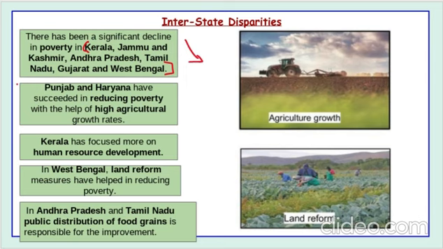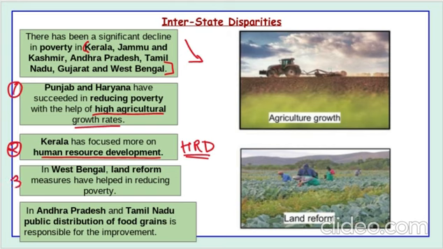First is Punjab and Haryana. They have succeeded in reducing the poverty rate with the help of high agricultural growth rates. They increased agricultural growth, due to which people could get opportunities. Second is Kerala. Kerala focused more and more on human resource development, HRD. So again, people got job opportunities and the poverty level decreased.